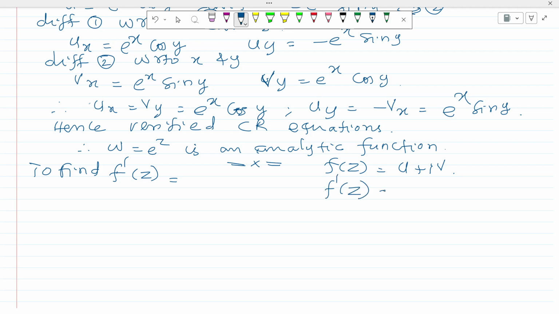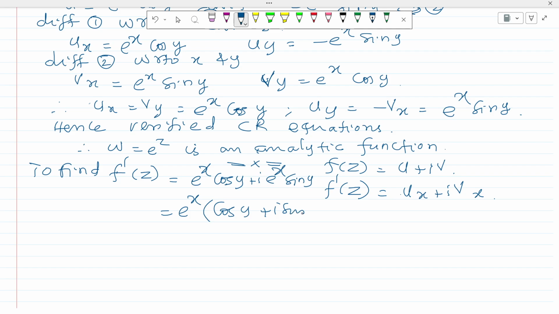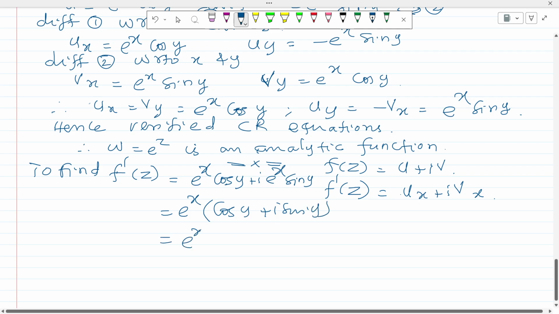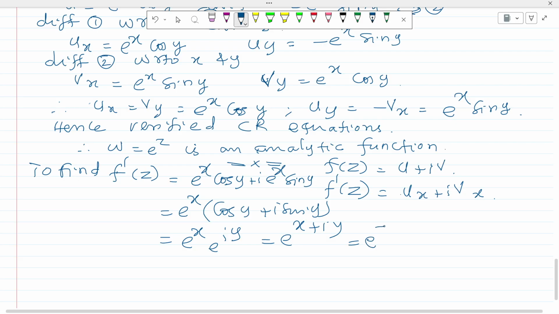F dash of z equal to, either you can differentiate with respect to x or with respect to y, anyone we can do. That is ux plus ivx. So f dash of z equal to ux plus ivx. So ux is e power x cos y, plus i into vx is e power x sin y. Taking that e power x outside, cos y plus i sin y, that is e power x e power iy, that is equal to e power x plus iy, that is equal to e power z.